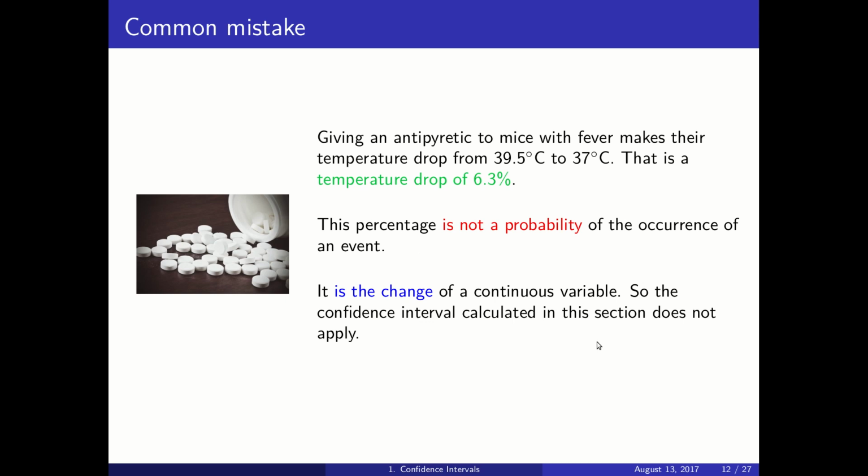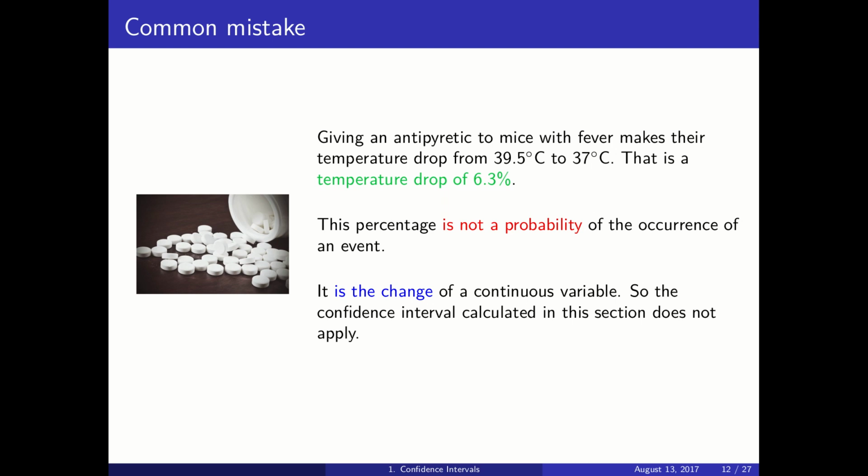There is a common mistake, that is interpreting any percentage as a proportion. So for instance, let's say that we give an antipyretic to mice, and the temperature drops from 39.5 to 37. So that is a temperature drop of 6.3%. But this 6.3% is not a probability. It is not the probability of the occurrence of any event. It is simply a continuous change, or it is a change in a continuous variable.